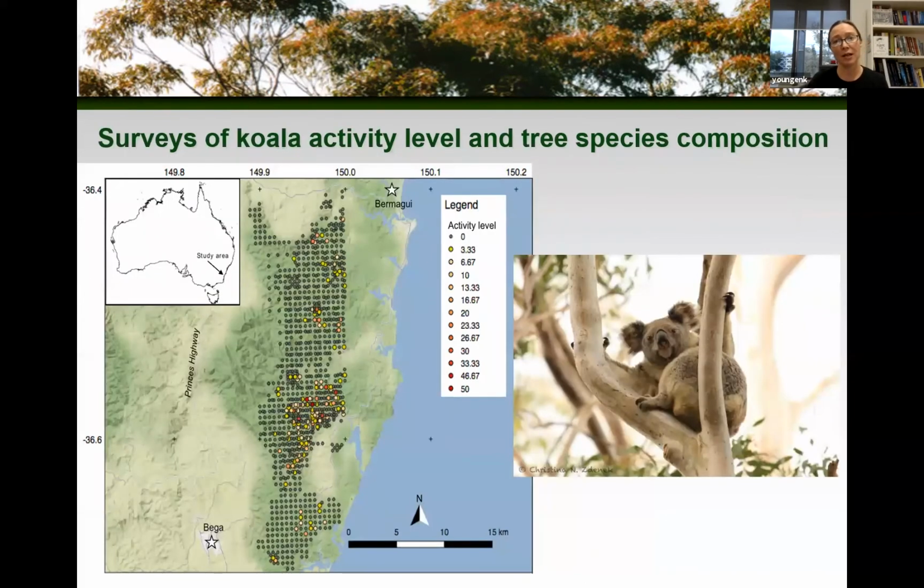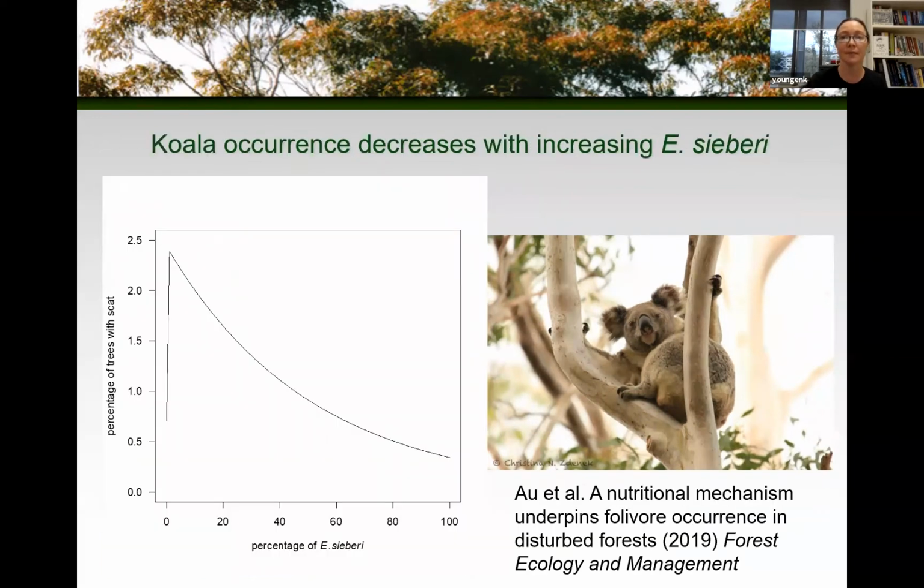Chris Allen orchestrated a huge survey of koalas from Bermagui to Bega along the south coast of New South Wales. At every 500 meters, he and others searched 30 eucalyptus trees for koala scat and also recorded the tree species of each of those 30 trees and their point counts. We looked at that data and found that as the proportion of silvertop increased, indeed, the chance of koala scat being observed decreased significantly.